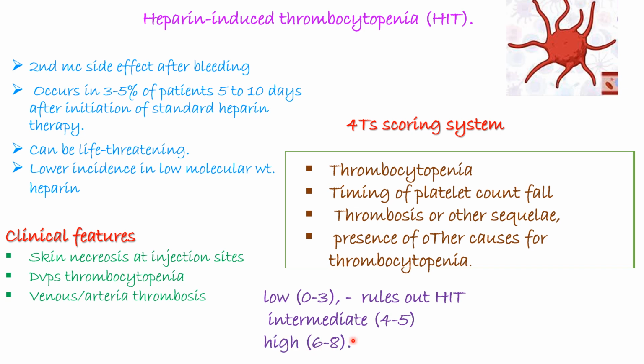When you've gotten higher, that is 6 to 8, because the maximum you can go is 8, considering we are giving each component a maximum of 2 points. So for intermediate and high, it means that the clinical suspicion of us having heparin-induced thrombocytopenia is high, and what you do is further testing with immunoassay.